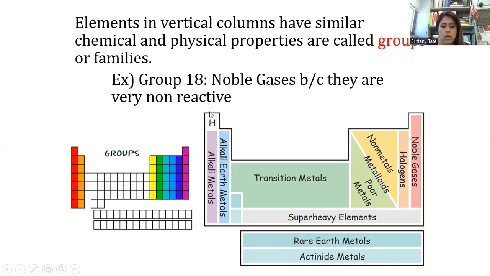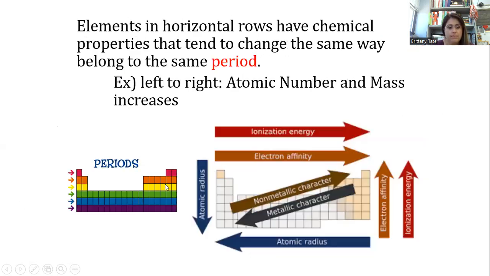So if you look here, alkali metals, alkaline earth metals, the transition metals, then we have halogens and noble gases. These are groups of vertical columns, groups or families, and they have similar properties. Group 18, which is the last one, is noble gases because they are very non-reactive. So all of the ones here have similar properties.